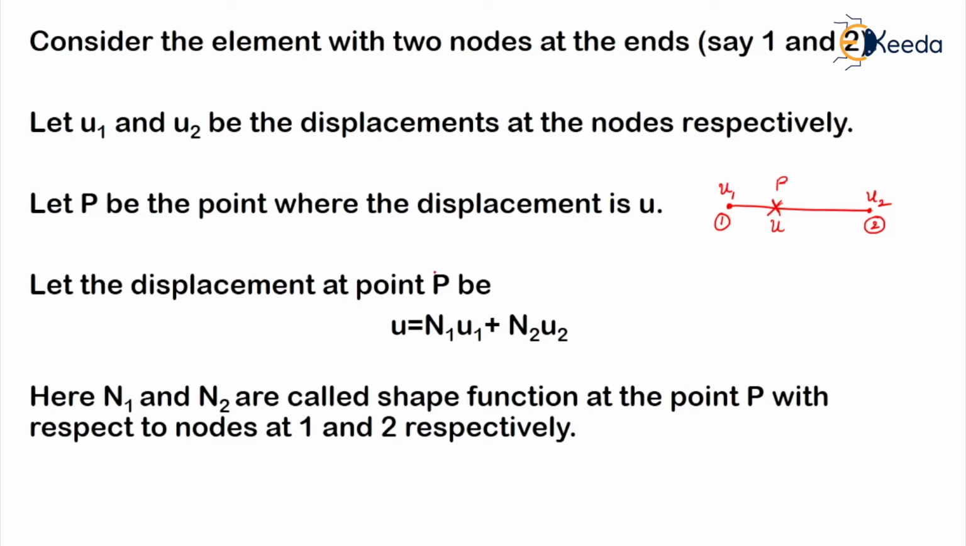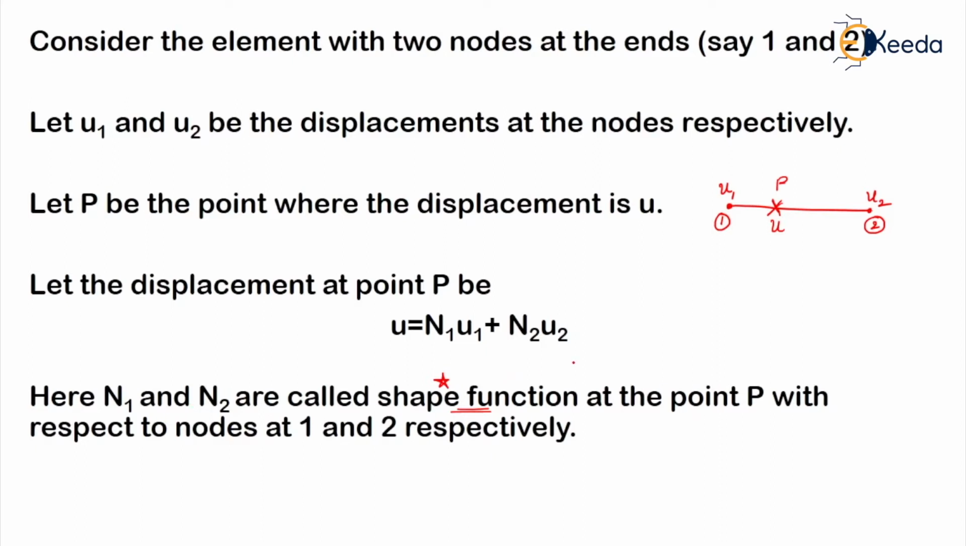Now u is given by a function N1 u1 plus N2 u2. What is u? u is the displacement at P. What are u1 and u2? They are the displacements at node 1 and node 2 respectively, and here N1 and N2 are called the shape functions at the point P with respect to node 1 and node 2 respectively. So N1 is with respect to node 1 and N2 is with respect to node 2. N are nothing but your shape functions.